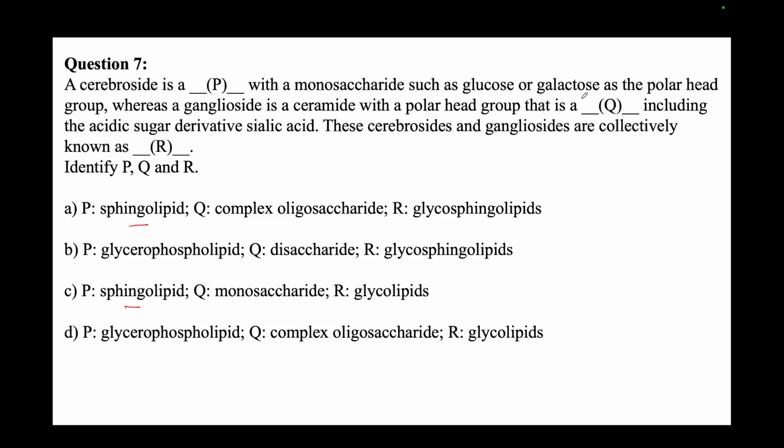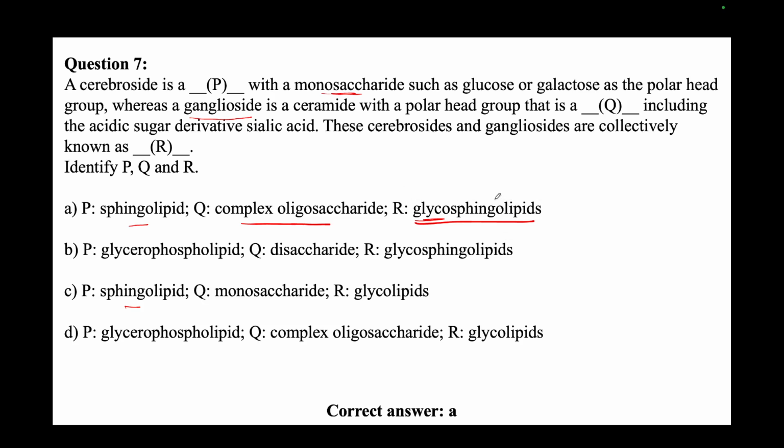What is the polar head group in ganglioside? In ganglioside, the polar head group is complex oligosaccharides. In cerebroside it is a monosaccharide, but in ganglioside it is complex oligosaccharides, including the acidic sugar derivative sialic acid. These cerebrosides and gangliosides are basically glycosphingolipids. Why is the term glyco there? Glyco means sugar. The polar head group has sugar in it, so it is glyco, and they are sphingolipids. Now we will see what the sphingolipids are.